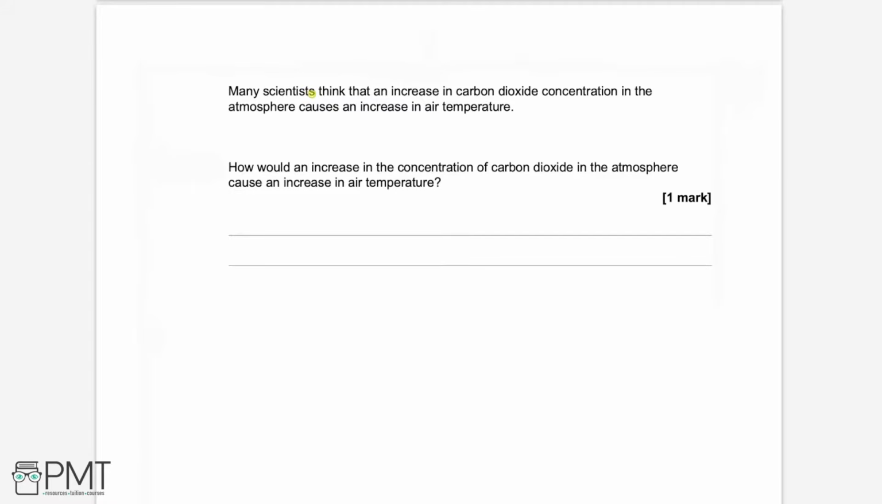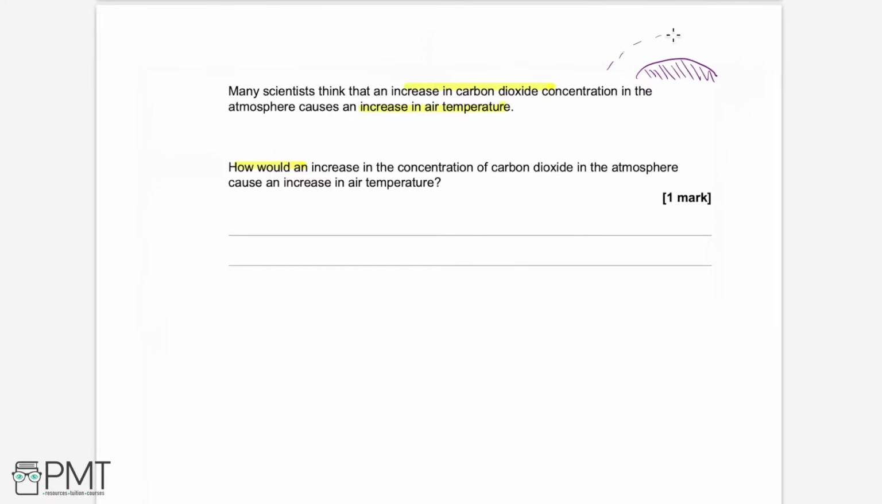Many scientists think that an increase in carbon dioxide concentration in the atmosphere causes an increase in air temperature. How would an increase in the concentration of carbon dioxide in the atmosphere cause an increase in air temperature? Well, carbon dioxide is a greenhouse gas.